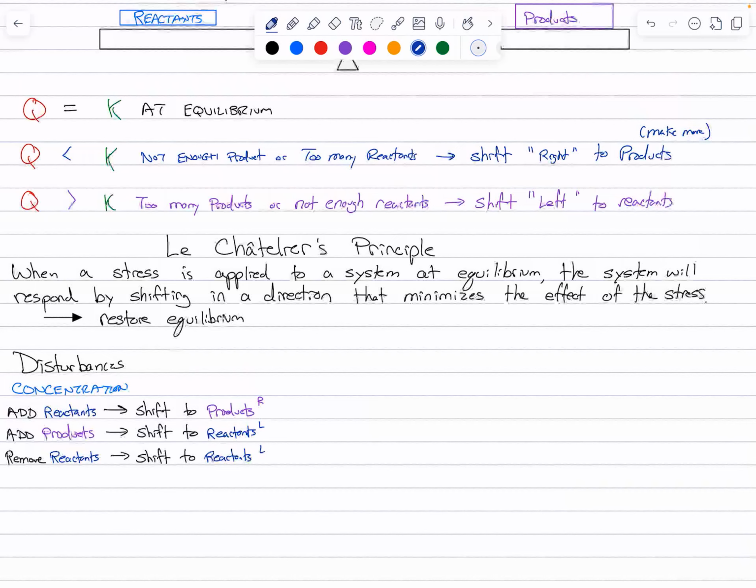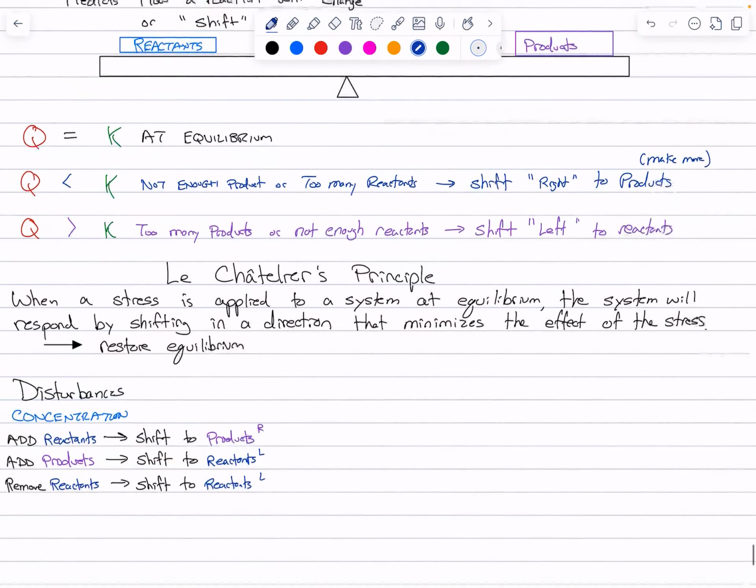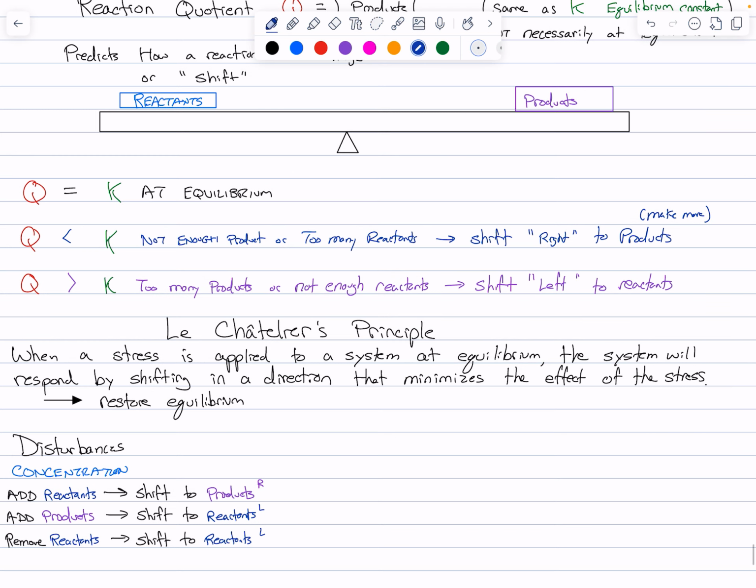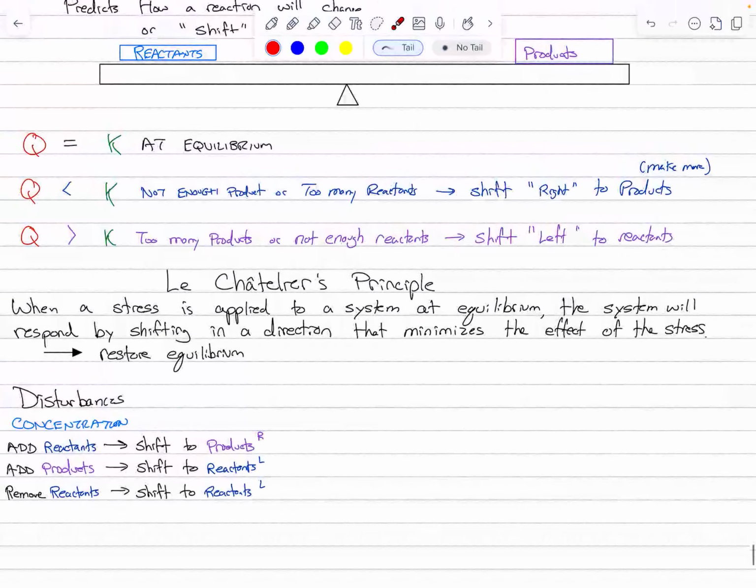Shift left, right? Because if you look at the teeter-totter again, if we remove this, the teeter-totter will start to go down. We don't want the teeter-totter to look like that. And so you have to take some of the mass that's over here and move it this way. I like the teeter-totter analogy for that, but it's actually reactants going to products or products going to reactants.